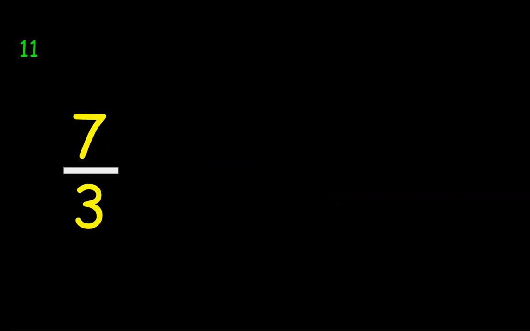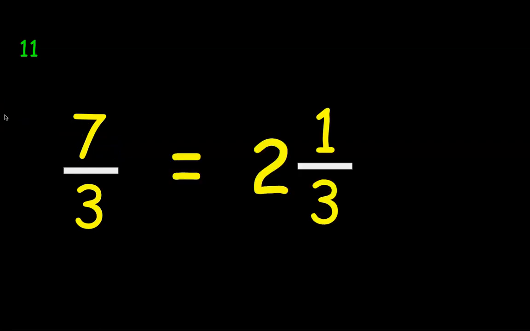Number 11, 7 thirds. Pause, continue when you're ready. Right, dealing with thirds. How many thirds do I need to make a pizza? The answer is 3. I can make 2 pizzas out of that. Use up 6 slices and I'd have 1 left over.